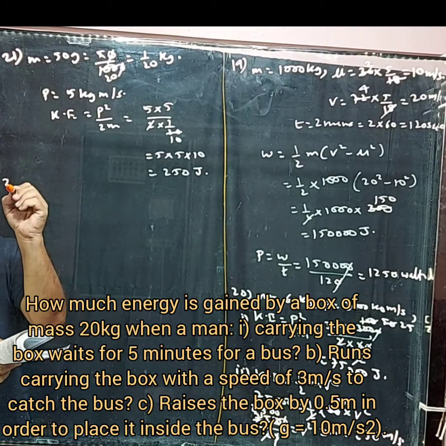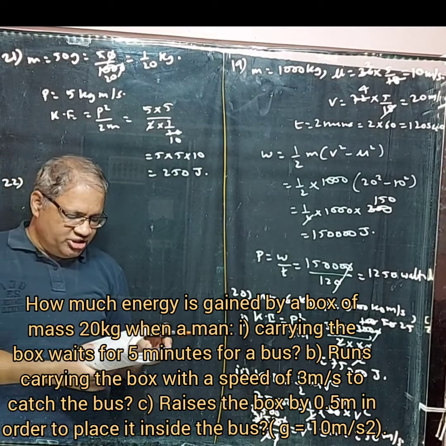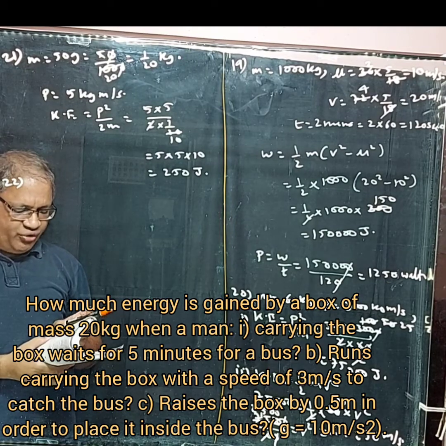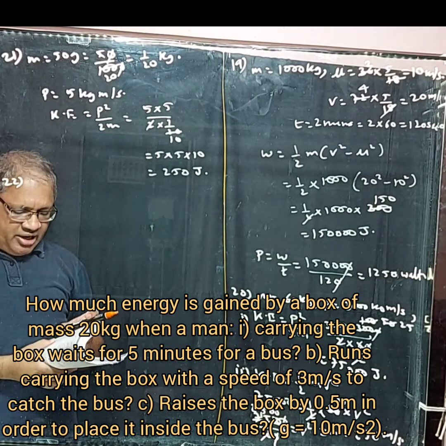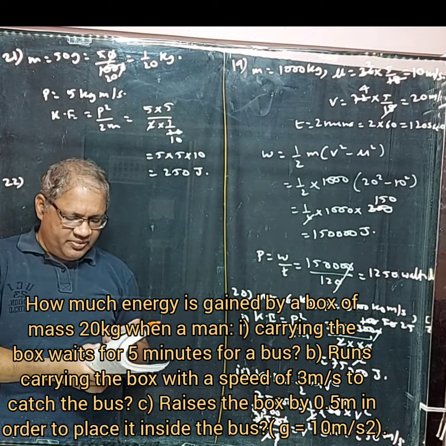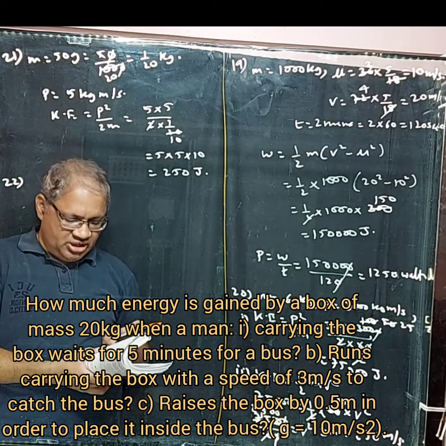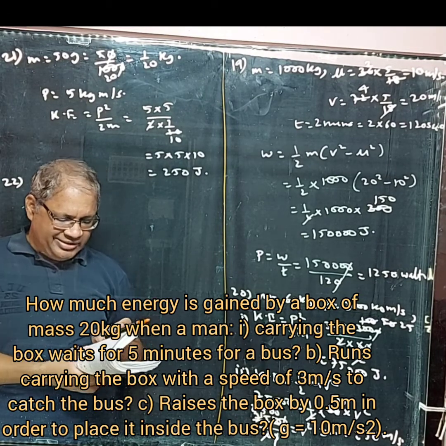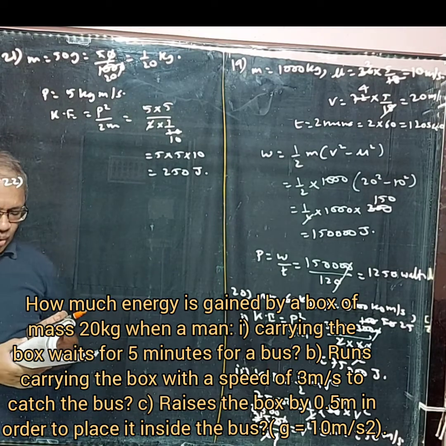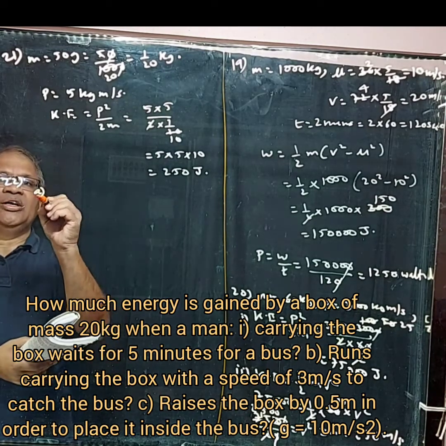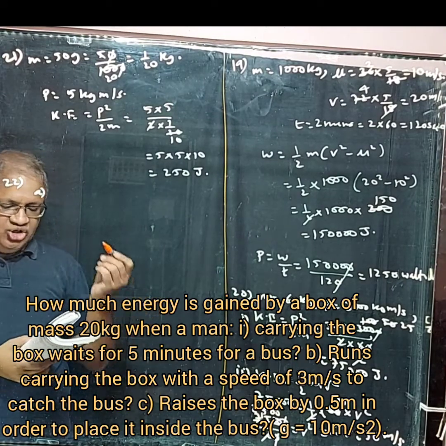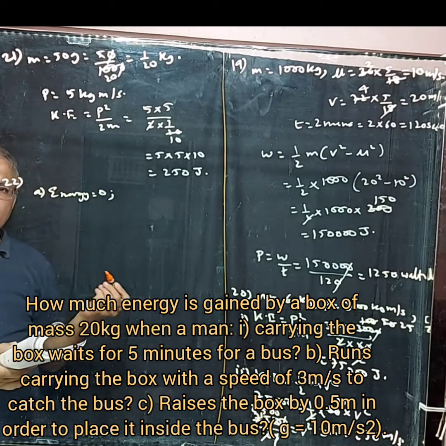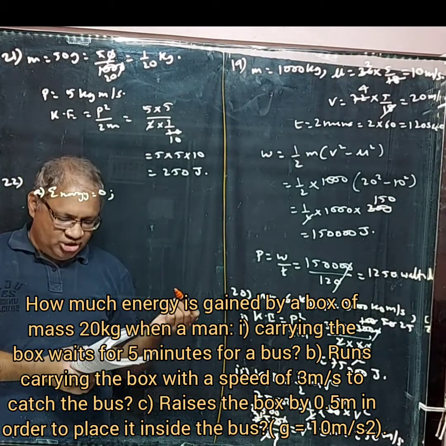Next, 22nd sum. How much energy is generated in a box of mass 20 kg when a man carrying the box waits for 5 minutes for the bus? Then second part, runs carrying the box with a speed of 3 meter per second to catch the bus. Then C part or the third part, raises the box by 0.5 meter in order to place it inside the bus. Gravity is 10 meter per second square. Now if the man is waiting, work done is said to be 0. Okay, so energy is 0. No work is done because no movement. Okay, energy is 0 in the first case.